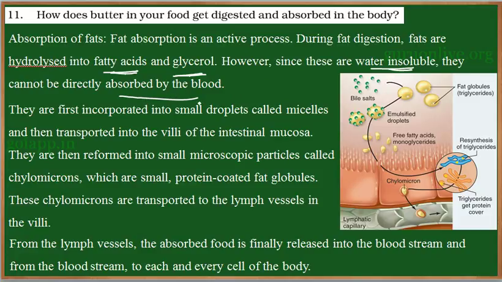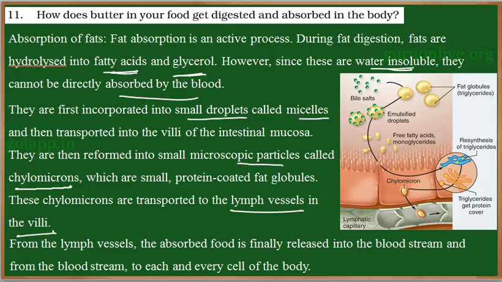So these fatty acids and glycerol are transported into the lymph vessels present in the villi, and this is done in two stages. In the first stage, the fatty acids and glycerol are incorporated into small droplets called micelles. These micelles contain fatty acids and glycerol. They are reformed into small microscopic particles where each triglyceride is coated with protein. It will have a protein coat, a protein cover, and this is called chylomicrons.